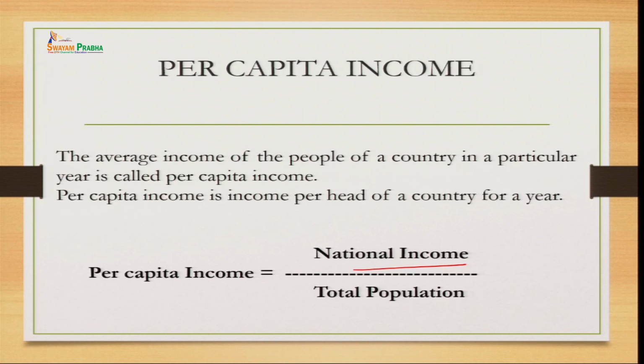This is the indicator of the standard of people in the economy. This indicates the income per head of a country, though this is not the actual income of the people in the country because of the difference in the distribution of income in the different sectors. But definitely this per capita income will help you to understand the standard of living of the people in the economy and their income per head. For that we calculate this per capita income.